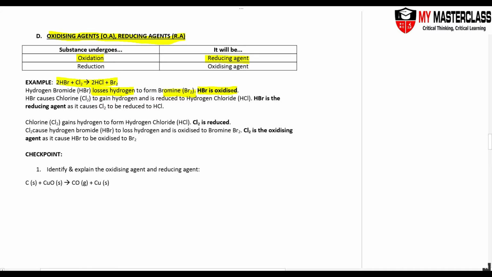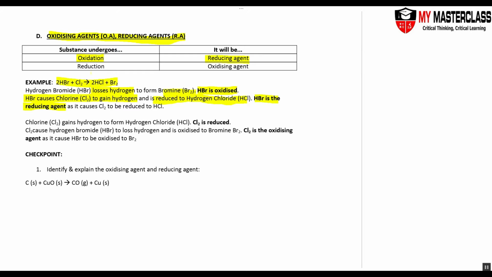The HBr is oxidized, and HBr causes your chlorine to gain hydrogen. It causes chlorine to be reduced to hydrogen chloride. So since it caused chlorine to be reduced to HCl, then HBr is the reducing agent. So HBr was oxidized and it is the reducing agent.